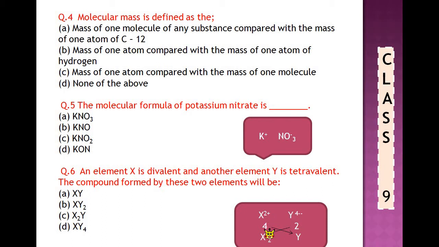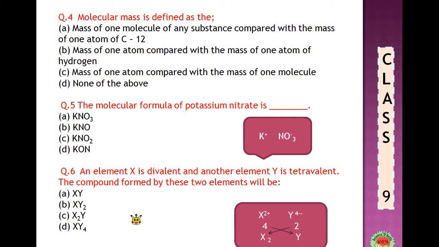इसकी valency यहाँ पर write करेंगे, इसकी valency यहाँ write करेंगे. After crossing the valency, let's divide by 2. So here the answer will be 2 and here the answer 1. So इसके नीचे 2 आएगा, X के नीचे, so that's why X2 हो जाएगा and then Y 1 time हो जाएगा. So the formula will be X2Y. So option C is correct.